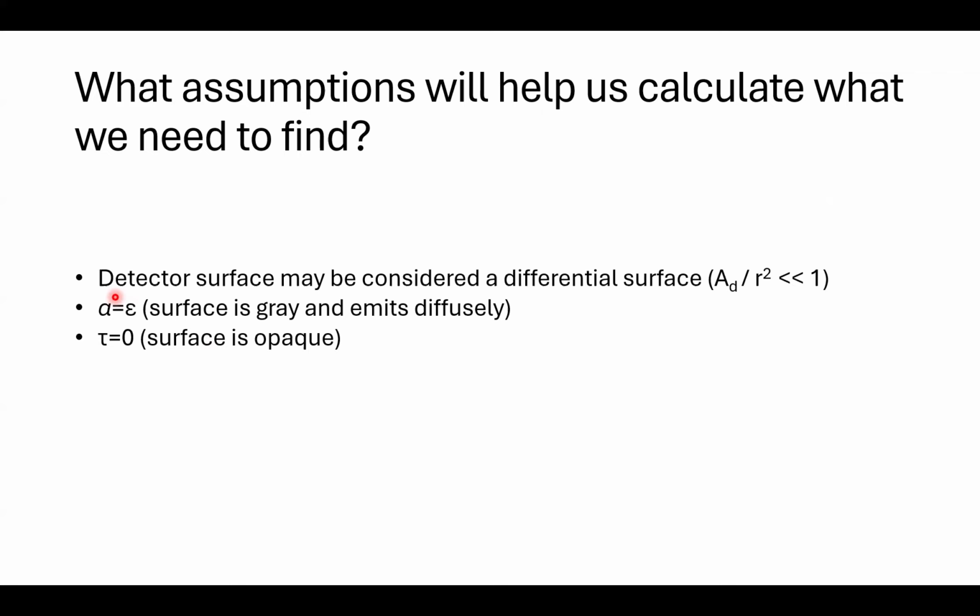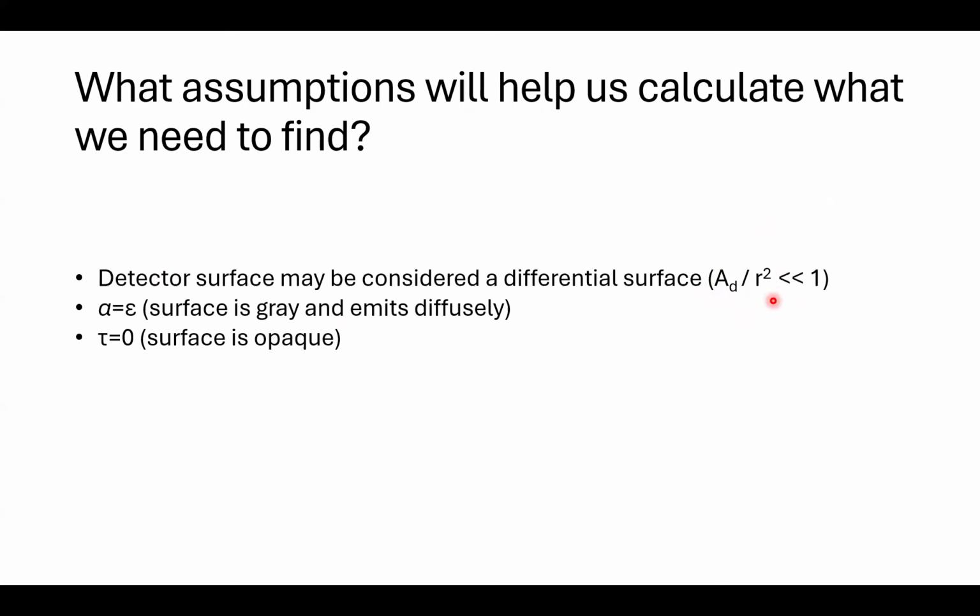And then this first assumption here, we're saying that the detector surface can be considered to be a differential surface, and that is allowed when this condition is satisfied. The detector surface area divided by the distance squared between the detector surface and the radiating surface has to be much less than 1, and that does happen to be the case in this problem. And so we'll consider the detector surface to be a differential surface.